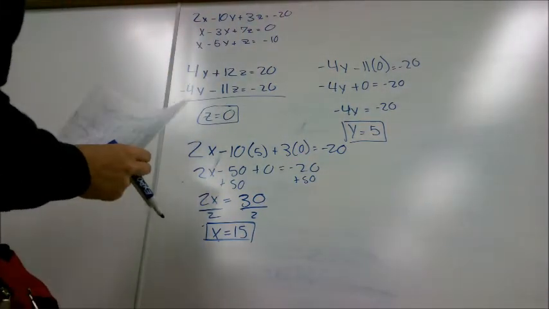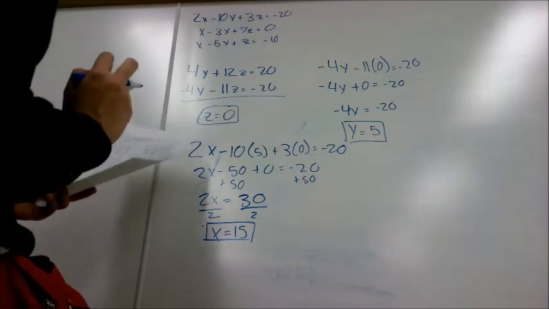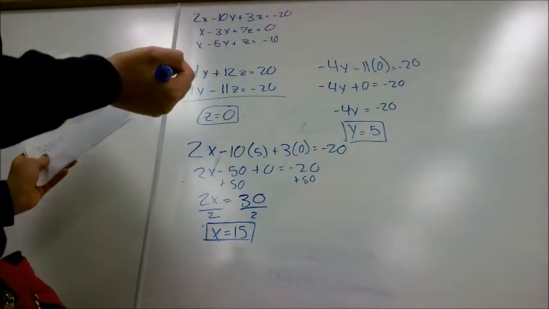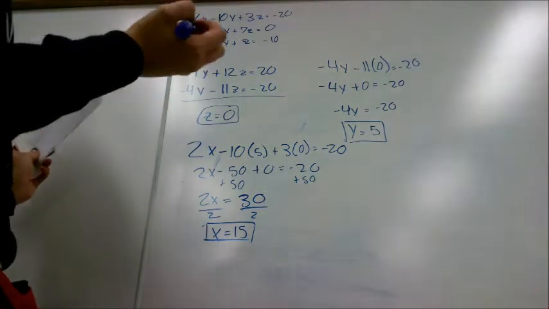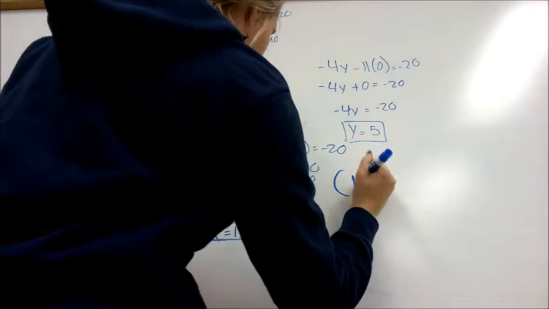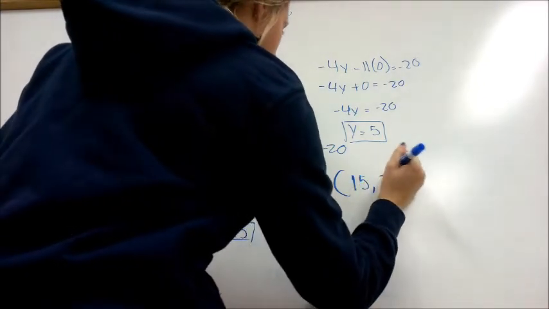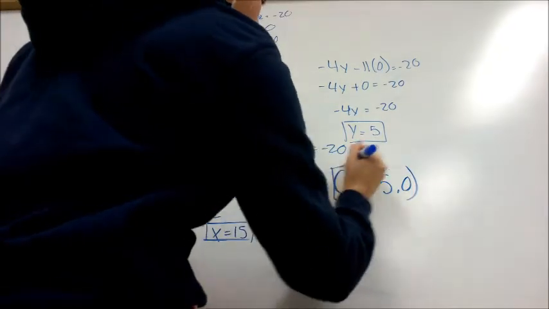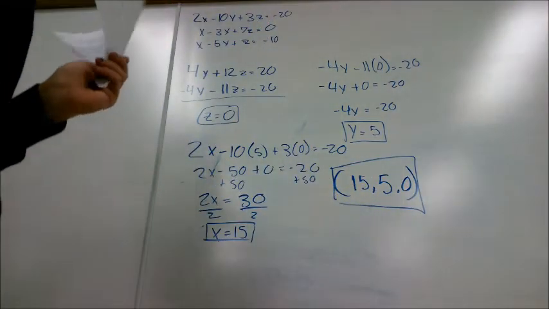You're going to want to line your solution up as x, y, z, and put them in parentheses like you would for x and y plot points. So your final answer of this problem will be 15, 5, 0. And that is your final answer.